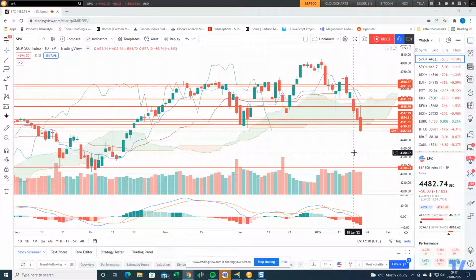Good morning, traders. Richard here doing a quick Ichimoku cloud chart market update on the S&P 500.